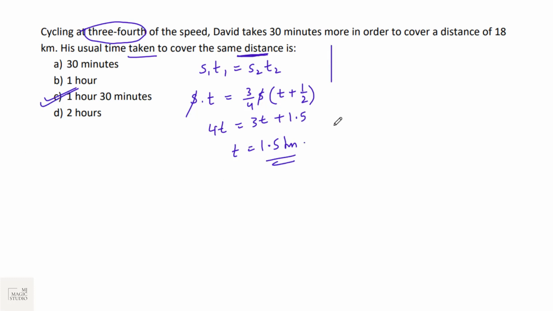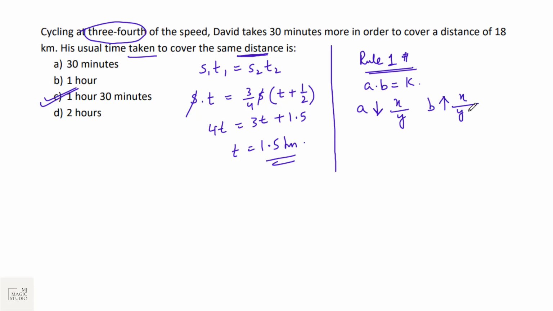Great. You can also use rule 1, line changing rule, from our rule book to solve these kinds of questions in no time. So if the product of two variables is constant, if one variable is reduced by x by y, another variable should be increased by x upon y minus x to keep the product unchanged.